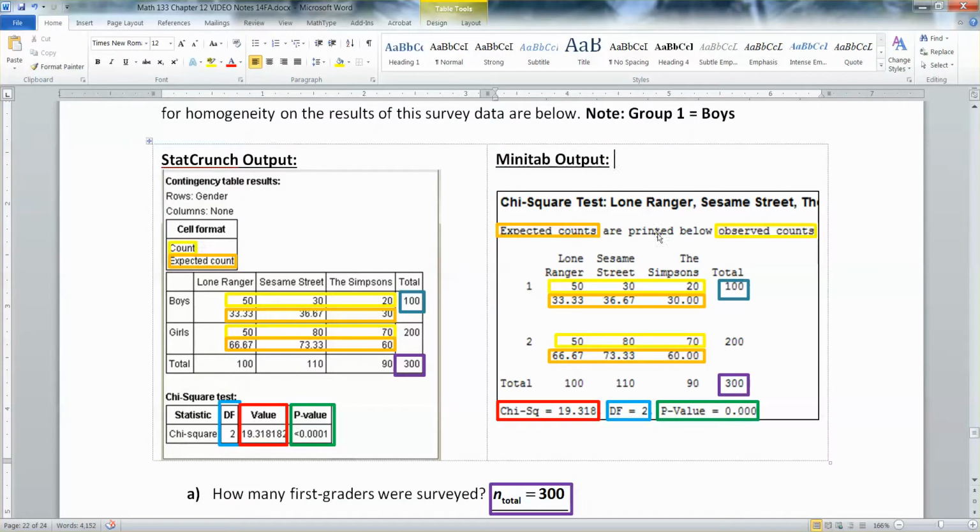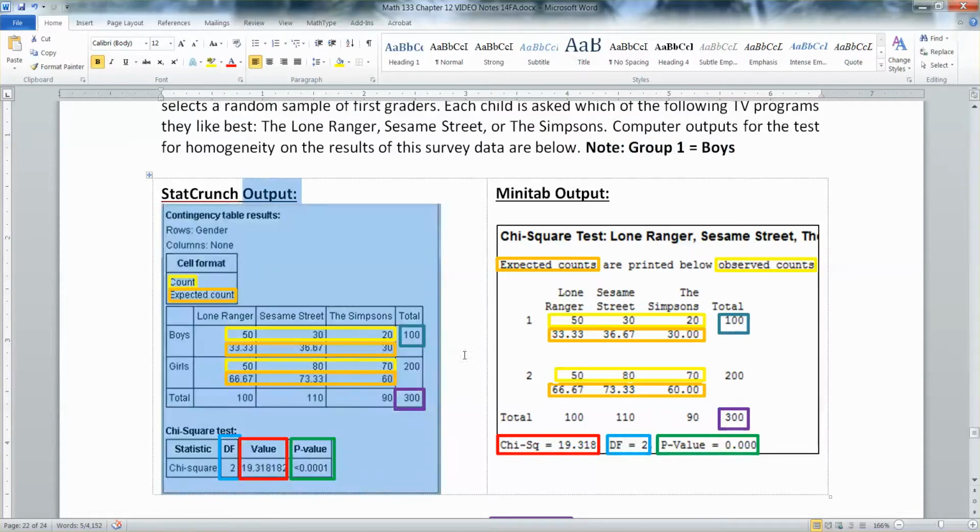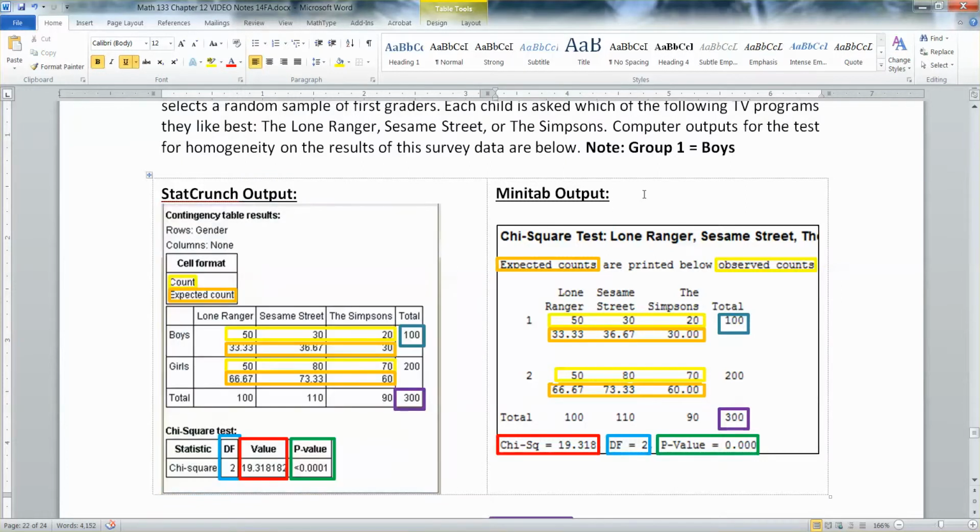Minitab writes right here what they're saying. The expected counts are printed below the observed counts. So that means you have observed counts on top. That's the 50, 30, 20. The expected counts below it. And then observed counts for the girls right here. And notice that I have to write somewhere that group 1 was boys. In this particular one, it was kind of obvious because StatCrunch tells you which group is boys and which group is girls. Minitab doesn't do that. It just tells you group 1 and group 2.